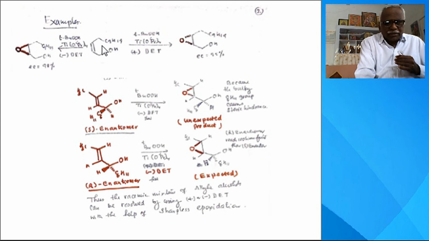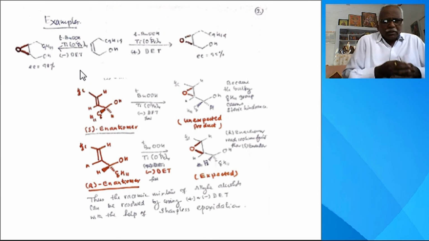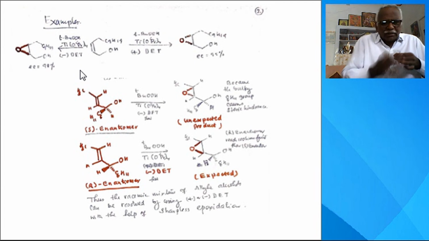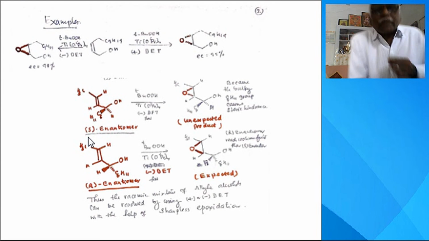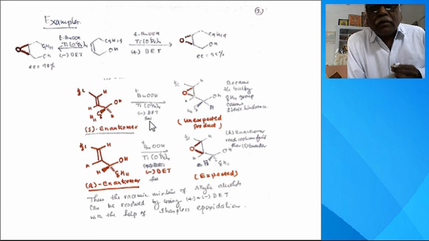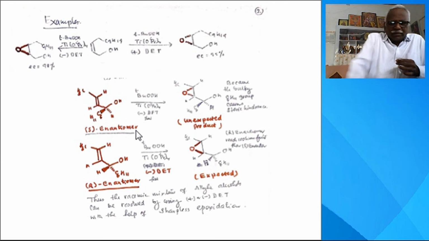So here I have given this example. If you use plus DET, what happens? If you use minus DET, what happens? This Sharpless epoxidation is also used to separate the racemic mixture of allylic alcohols. So we have the S enantiomer and the R enantiomer. Here, for the S enantiomer, what happens if you use minus DET?